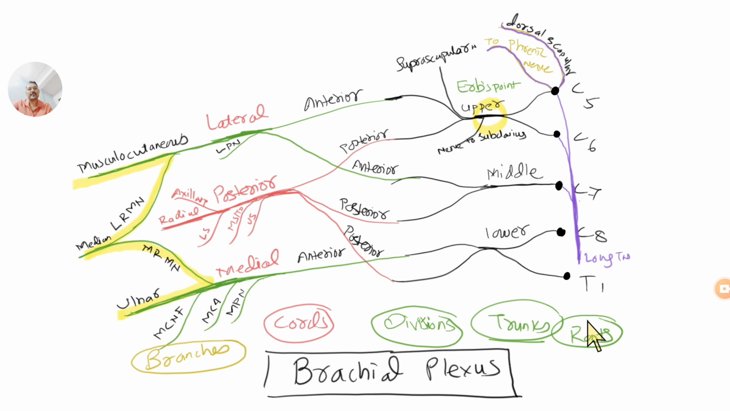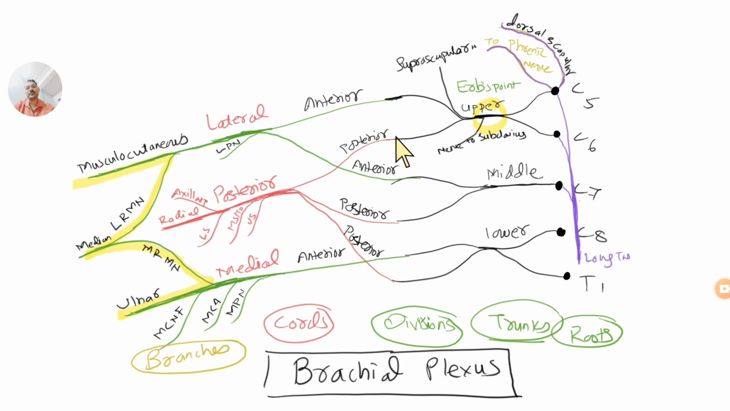So these are all, you can see, the five roots: C5, C6, C7, C8 and T1. You join the upper two roots, you join the lower two roots, and you keep your middle root continuing as one of the trunks. So essentially, how many trunks do you have now? Three trunks. Five roots giving rise to three trunks, and the upper two give rise to the upper trunk. The middle continues. C7 is very powerful. Remember this, C7 continues as the middle trunk, just to maintain the symmetry, I guess, to make things simpler for you. C8, T1 is the lower trunk.